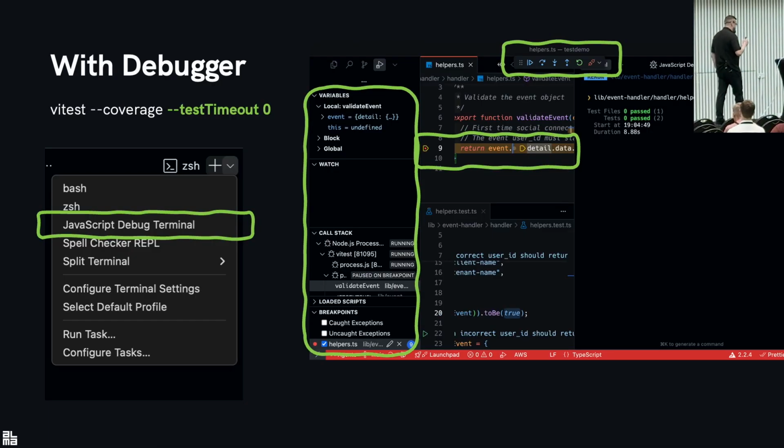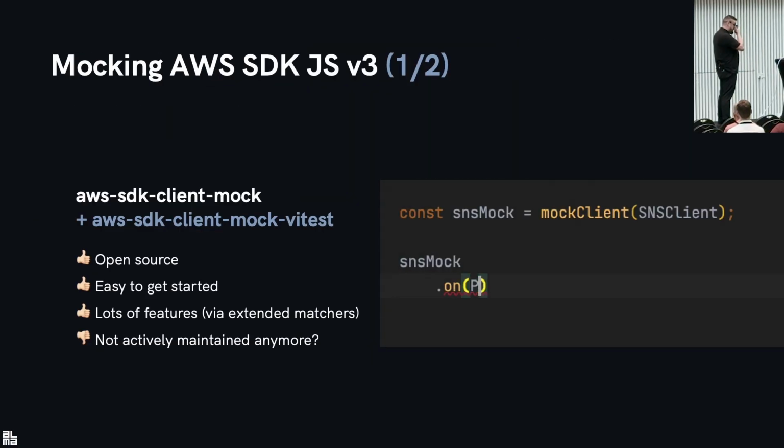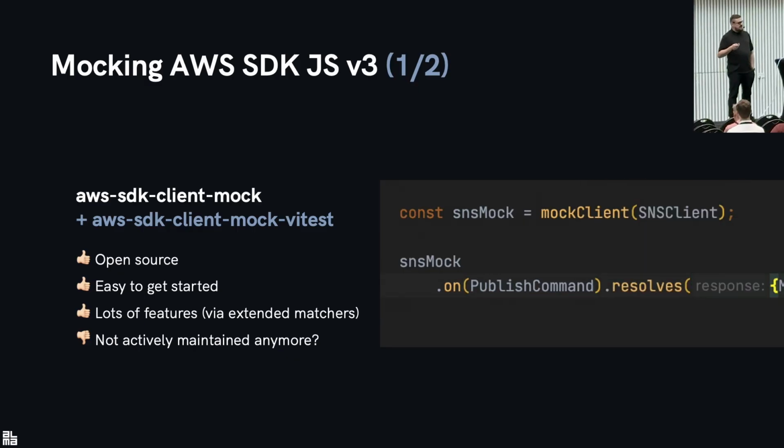And one pro tip, at least in Vitest, if you set the timeout to 0, it means the timeout is infinite, meaning that you can actually launch the tests in a debugger mode, so you can use the IDE's debugger while you're executing the tests. And then we get to the interesting and somewhat annoying part of unit testing, which is the mocking part.